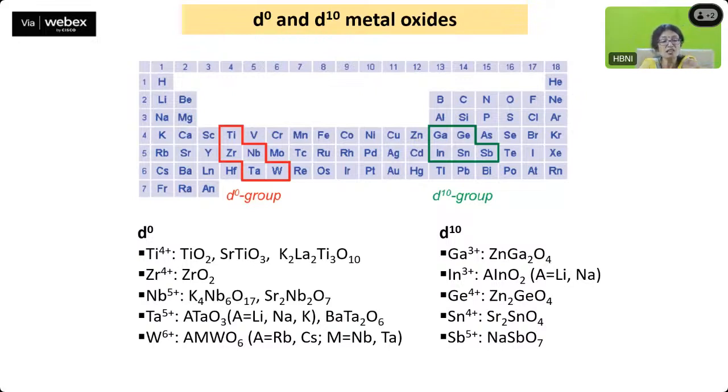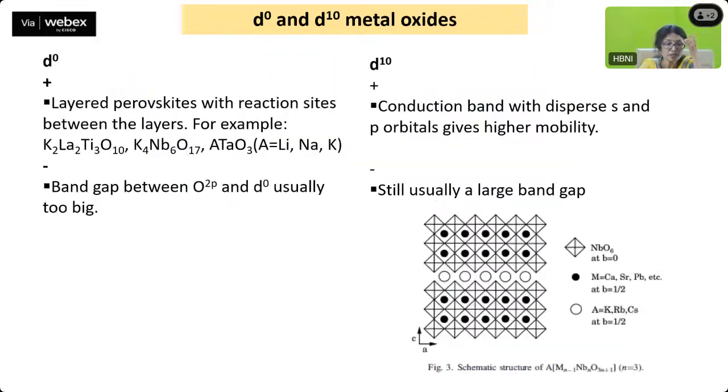So d0 has empty d orbitals, whereas d10 has empty s and p orbitals. So in your conduction band you have these empty orbitals, and this actually helps. With d0, you have layered perovskites with reaction sites between layers, and the band gap between the O2p and the d0 is usually too big. In the d10 case, the conduction band has dispersed s and p orbitals. It gives them a very high mobility, and it still usually has a very large band gap. So this is basically why the d0 and d10 metal oxides are used mostly as photocatalytic materials.